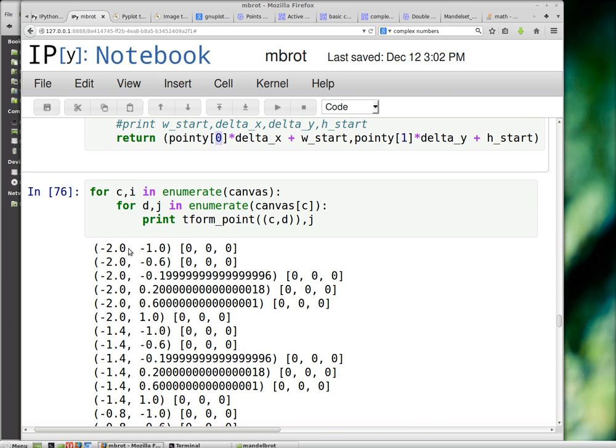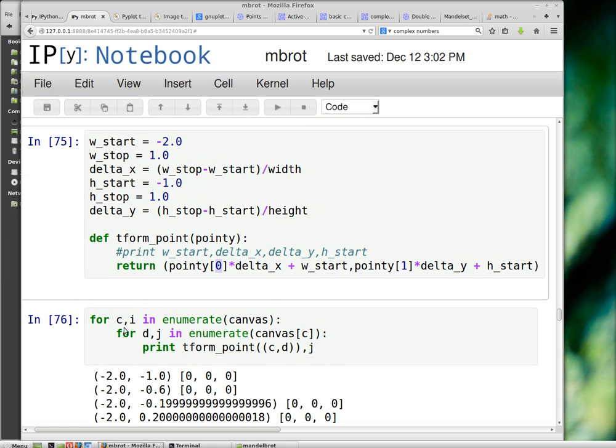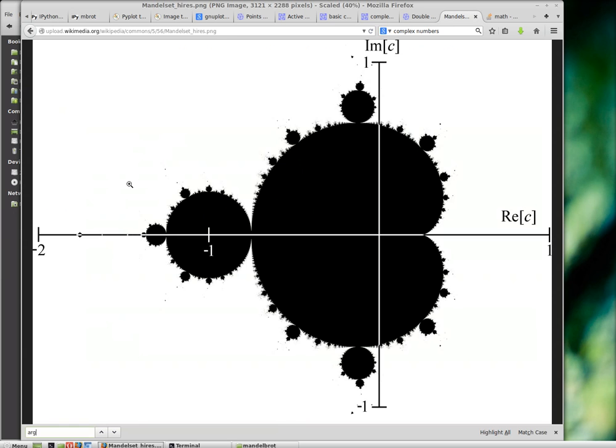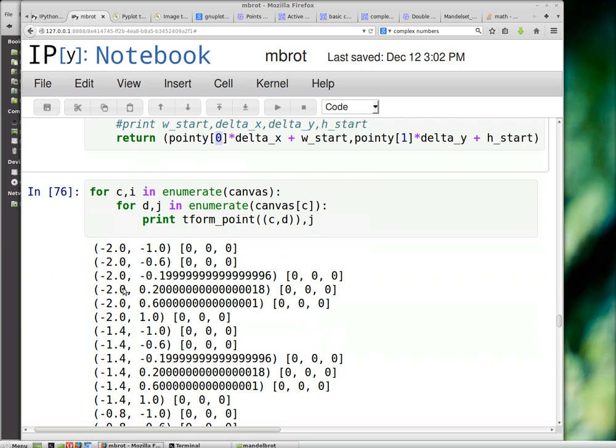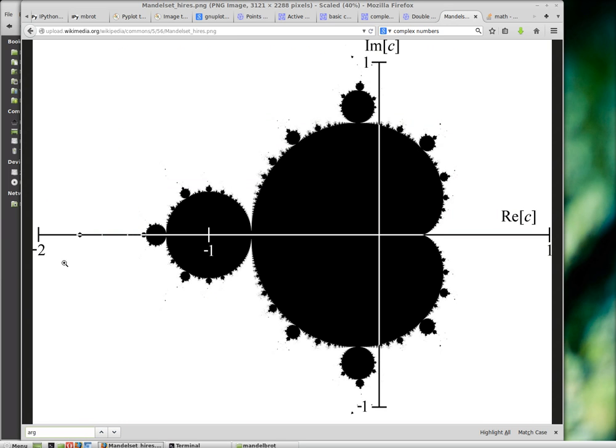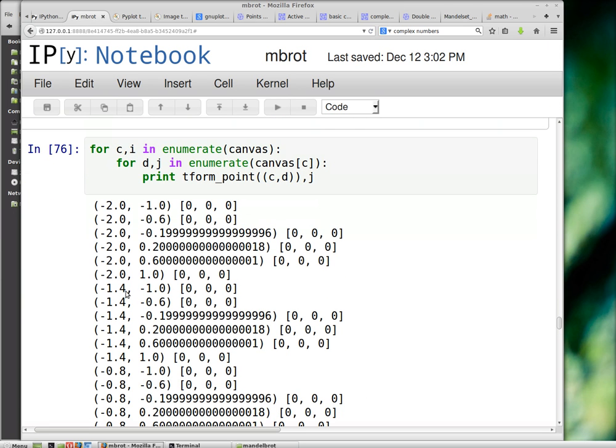So the original one, 0, 0, goes to -2, -1, which is right here in the lower left corner. And then these things start going up. First it goes up the column until it gets to 1. So the x-coordinate stays -2, and then it reads up from -1 to +1, scanning all those. And then it moves 1 delta x to the right.